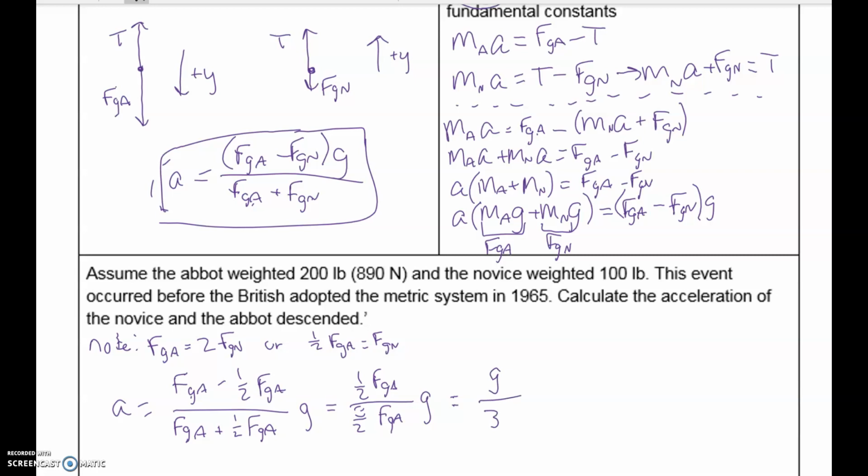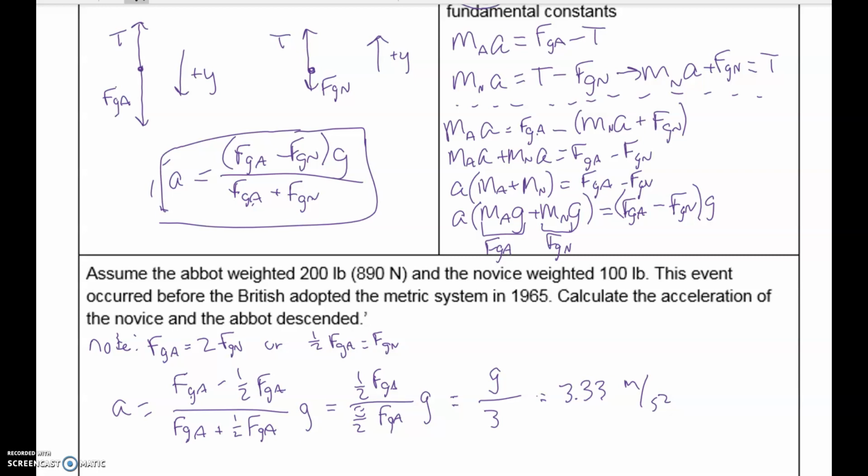And then I guess we'll round this to numbers. Right now my answer has an infinite number of significant figures, because g is infinitely precise, it's like writing the number pi. Looks like we've got 3 significant figures in this problem, so this gives us 3.33 meters per second squared, using 10 meters per second squared for g. So there is our acceleration value.